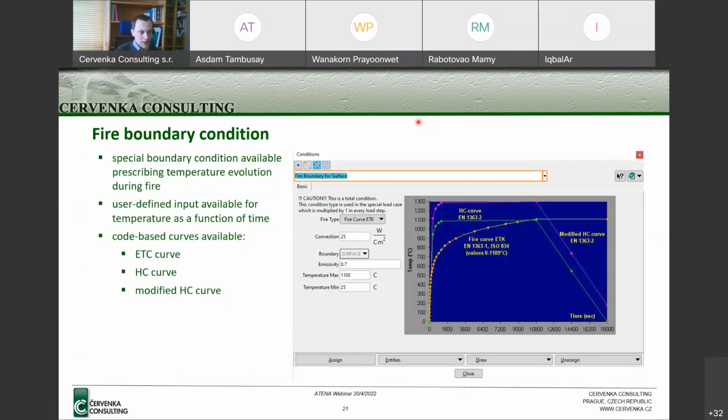So firstly, in the transport analysis, we even have a special boundary condition for simulating the fire inside of the structure. You can either input your own values, meaning the temperature at the surface with respect to time, or you can use some code-based functions which are already implemented in the software.